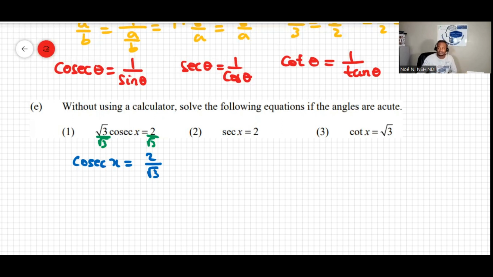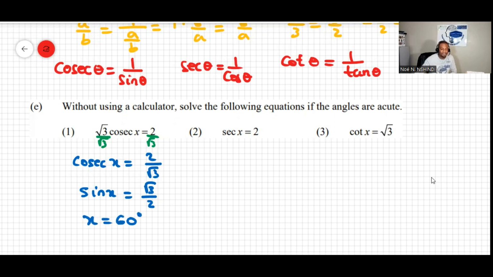Remember that cosec is the inverse of sine. I can transform this and write it as sine. This means that sine x will be equal to √3 over 2, because cosec is the inverse of sine. And then I know that we have √3 over 2. If I use the triangle or the table I drew, this implies that x equals 60 degrees.